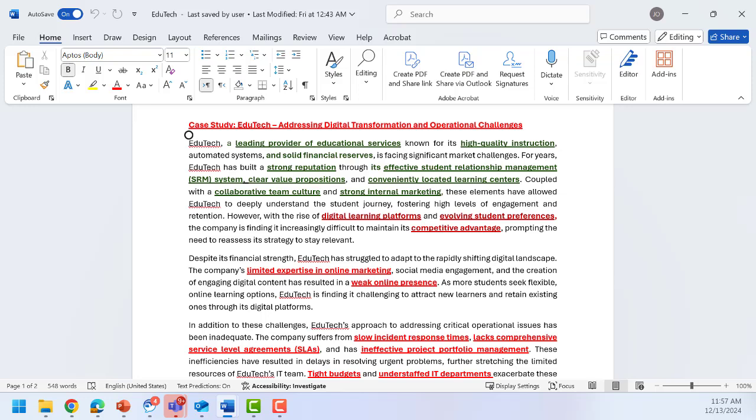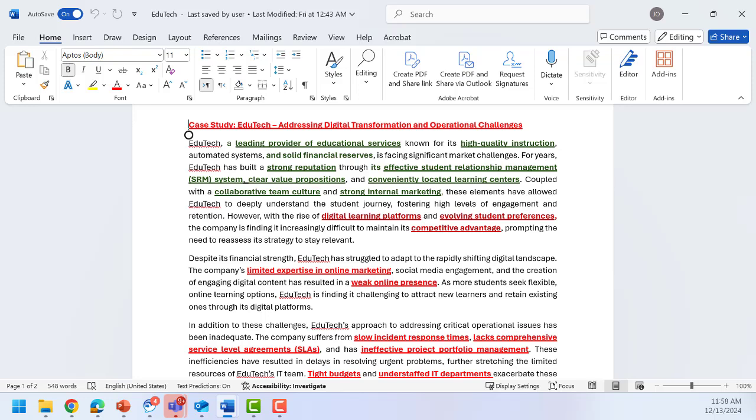However, the rise of digital learning platforms, even though it is still evolving, the company is finding it increasingly difficult to maintain its competitive advantage. It's something that is out there for grabs. It may appear to be negative, but actually it is positive. Digital has a lot of advantage. You cannot look at it as a threat. It's a new technology, a new way of doing things.